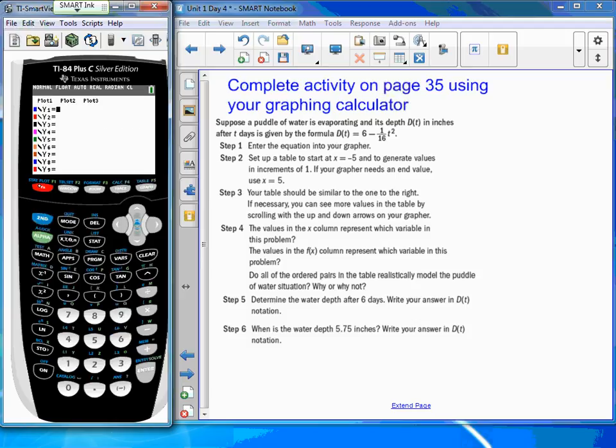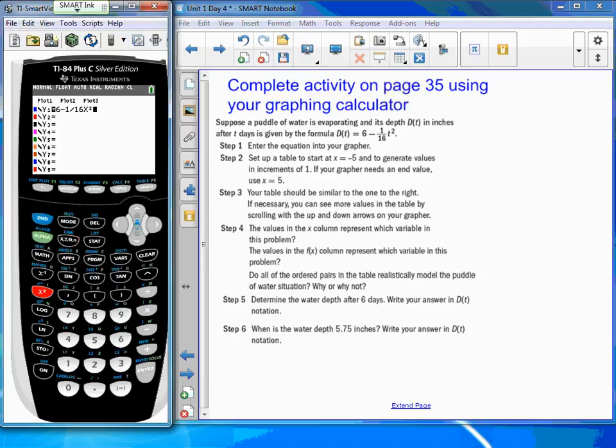Now suppose a puddle of water is evaporating and its depth d of t in inches after t days is given by the formula d of t equals 6 minus 1/16 t squared. Everybody, let's enter the equation into our graph. We're at the y equals menu, our top toolbar. We're going to enter 6 minus 1/16. For my variable t, I'm going to use the x button, which will show an x, and then squared.